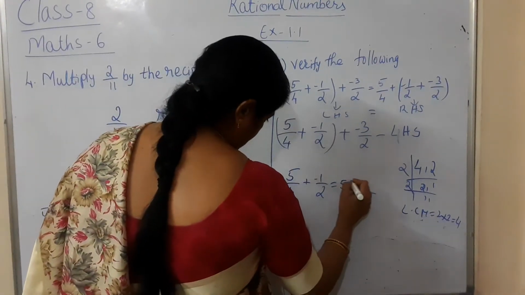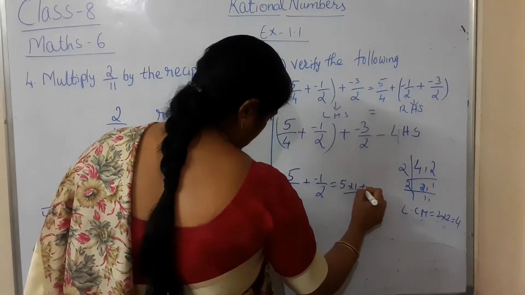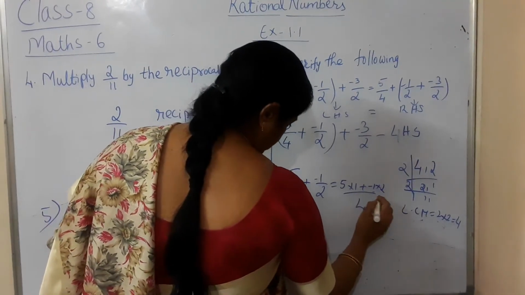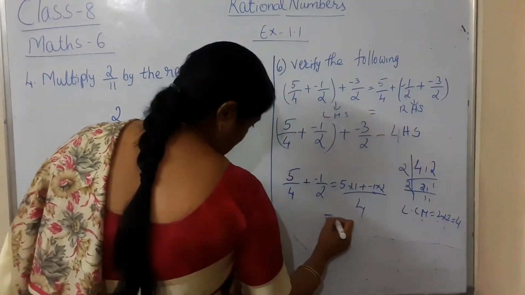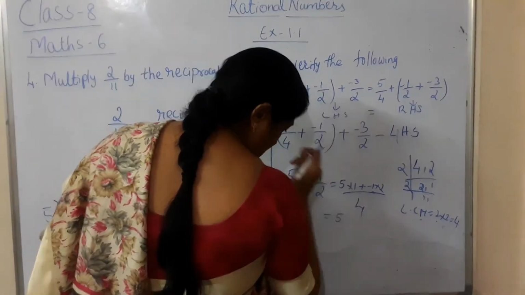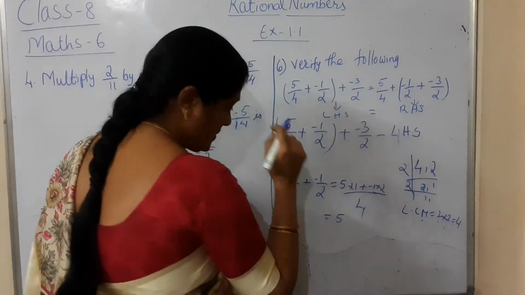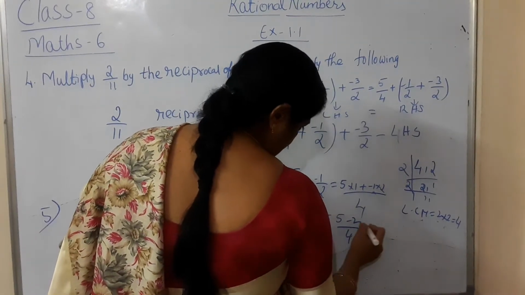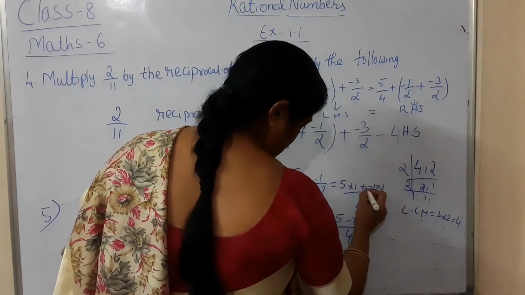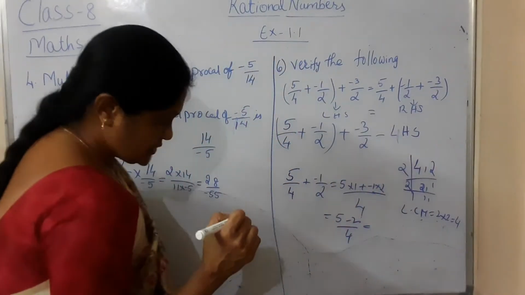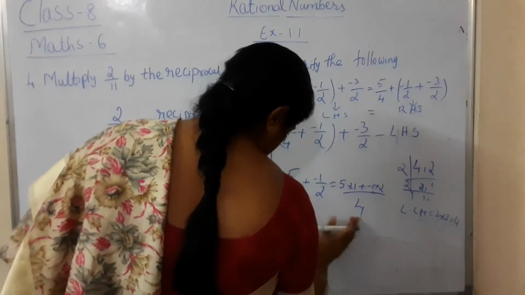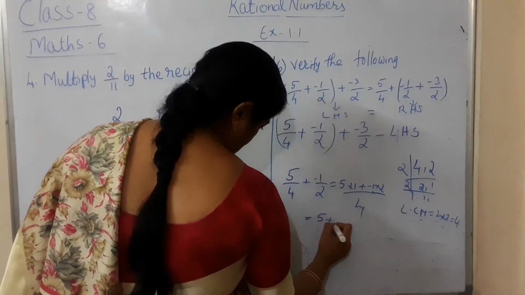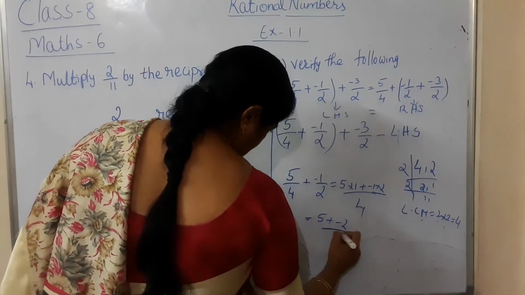Now 5 into 1 plus of minus 1 into 2. So 1 5 is 5, 1 2 is 2. So plus into minus, minus. Minus 2 by 4. Okay. Minus 2 you will get, plus into minus is minus 2. So if you get confused, let me solve this and then we'll go. Plus of minus 2 by 4.